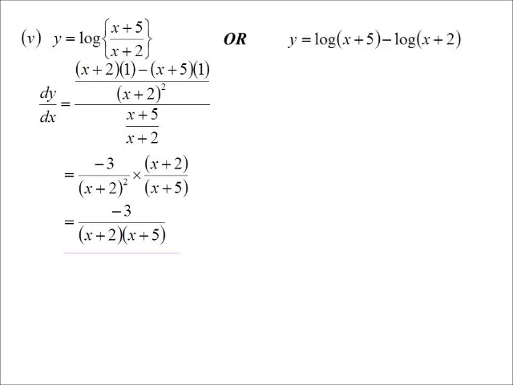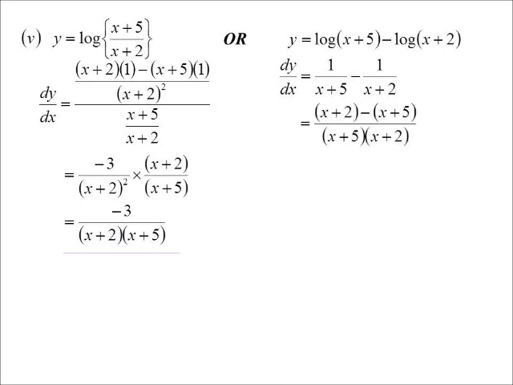If I use my log laws, I've just got 2 nice log functions there to differentiate. 1 on x plus 5 minus 1 on x plus 2. Bingo, there's the derivative. Now, again, depending on what you're going to do with it, but if we combined it all into 1 and then tidied the top up, I still think possibly the second way is a bit easier than a lot of places to make algebraic mistakes in the first one. But again, matter of preference.